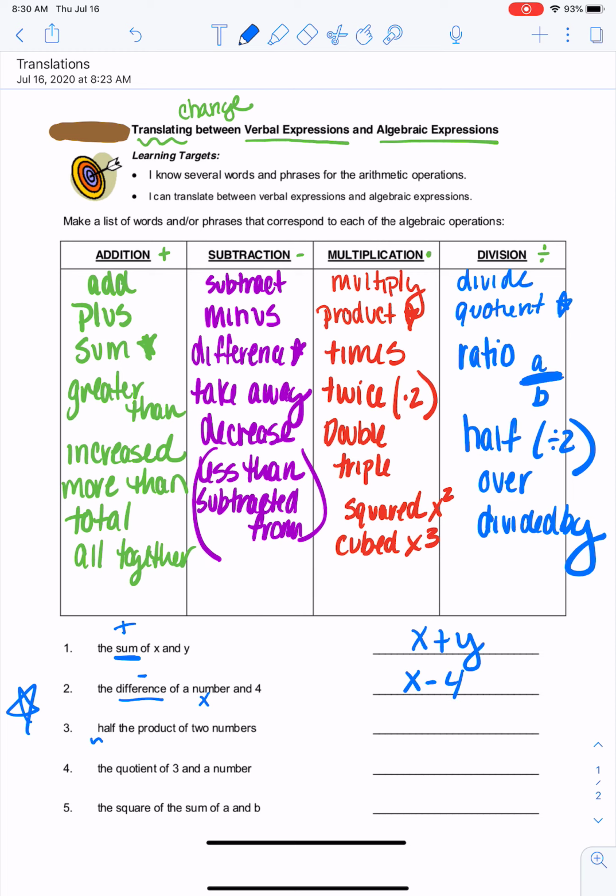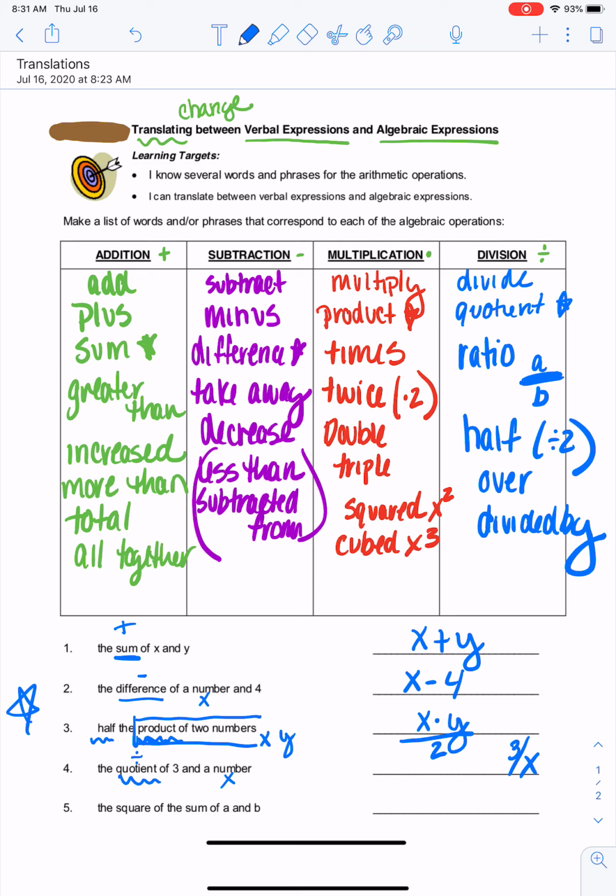I have 2 here, half the product of 2 numbers. And they don't tell me what those 2 numbers are, so I'm just going to use x and y. So if I have half the product of 2 numbers, I'm actually going to start from the back. So let's start with this product of 2 numbers. So I'm going to do product of 2 numbers means x times y. And if they want me to take half of that, what that means is I'm just going to divide all of that by 2. Okay? Next one, quotient of 3 and a number. So quotient means divide. 3 and a number, I'm just going to use the variable x. So the quotient of 3 and a number just means 3 divided by x.